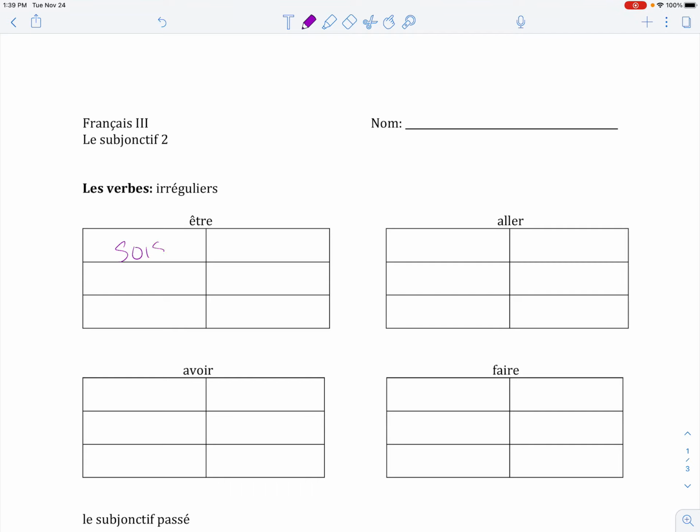For être, you have soit, soit, soit with a T, soyons, soyez, soit.